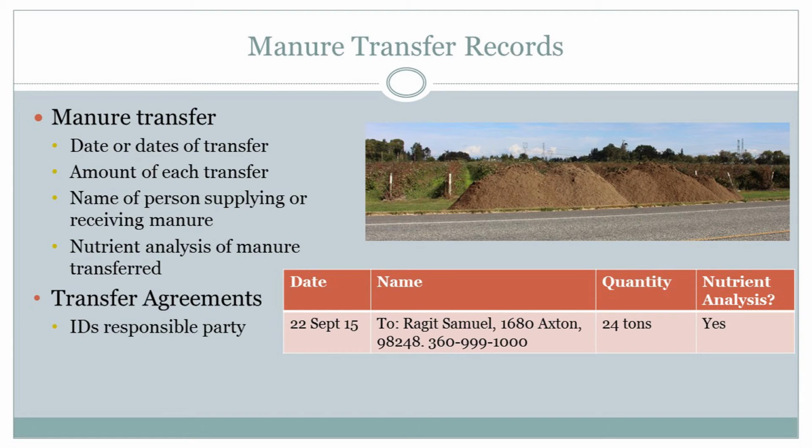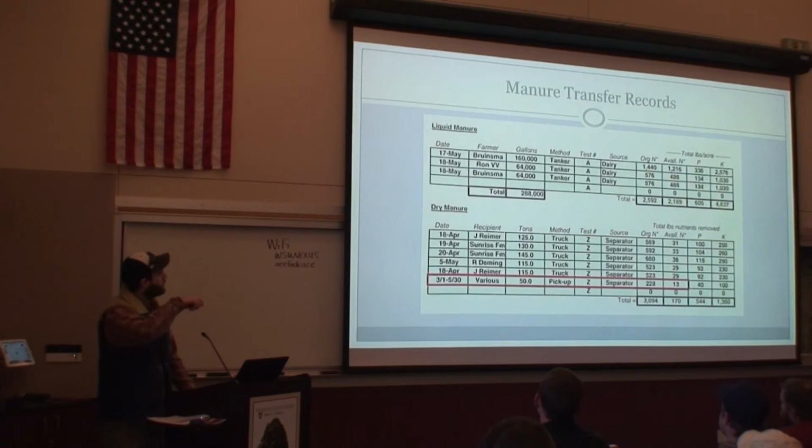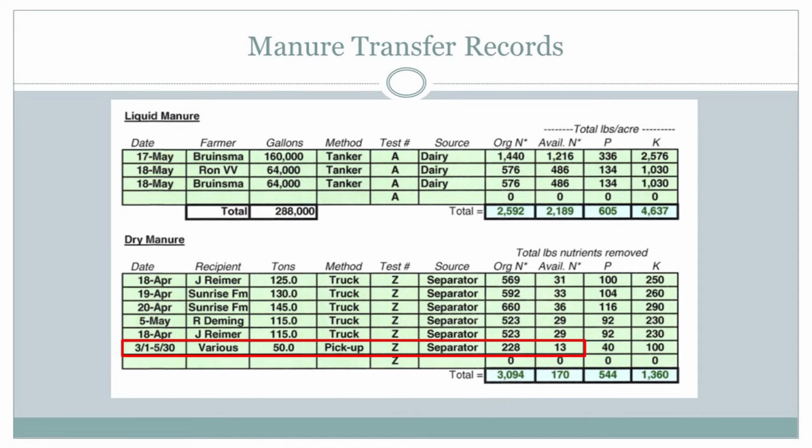Manure transfer records are important. That can be a nice table in your book like this. You can do something like that. I'll show you the next slide real quick. This is a table from an N3 Consulting record sheet.